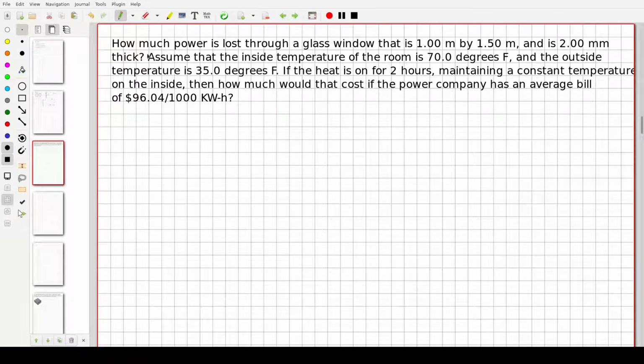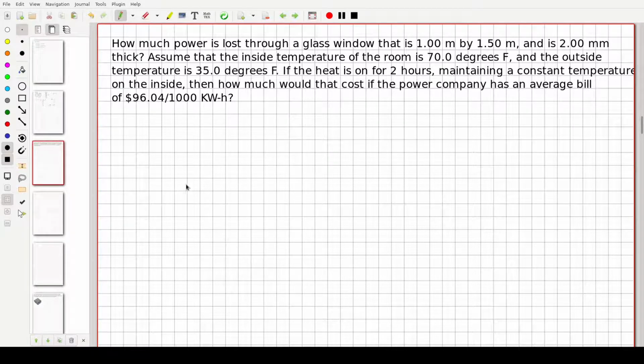Okay? Now, as an example, what I like to look at is how much power is lost through a glass window that's 1 meter by 1.5 meters and 2 millimeters thick. I'm going to assume that the inside temperature of the room that has the window is 70 degrees Fahrenheit, and that the outside temperature is 35 degrees Fahrenheit. Now, I also want to know that if I leave the heat on inside the room, maintaining a constant temperature of 70 degrees Fahrenheit and therefore a constant loss of power, how much that's going to cost me.